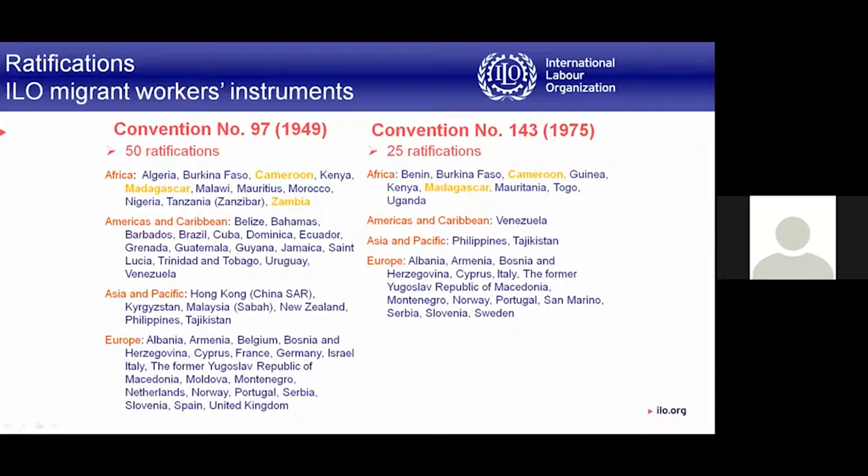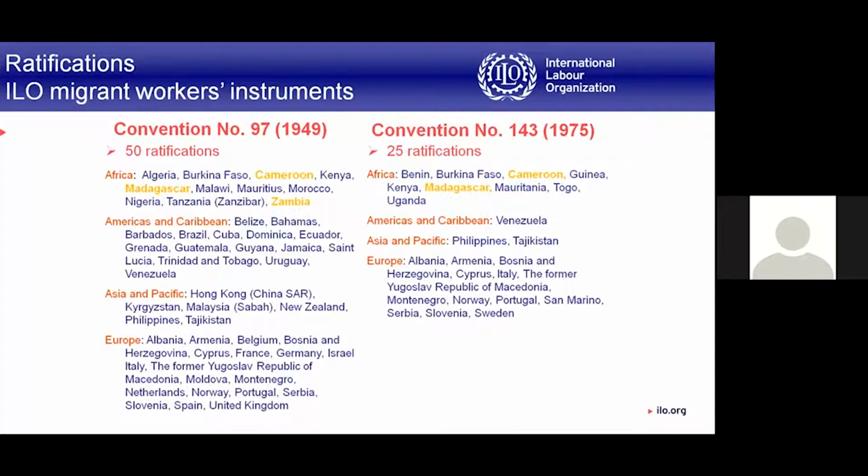Yes, many of them ratified it for the reasons I have just mentioned. And you can see that it is not true that ratifications are mainly done by origin countries. There are also destination countries here, important both at regional and international level. So in Africa, you see Mauritius, for example. You also see Nigeria and Algeria that have become important destination countries over time.